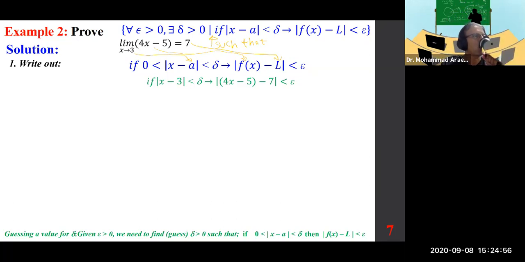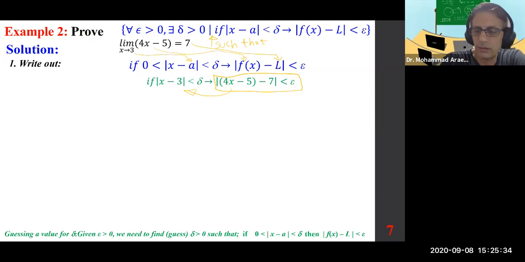Now, the process using the if-then is to start with the second portion and get to the first one. In other words, this is what you start with, and then you want to end up here. And so what happens is that in this process, you will get the left side, which is absolute value of x minus 3, and the right side will be the relationship between epsilon and delta. So start with that.